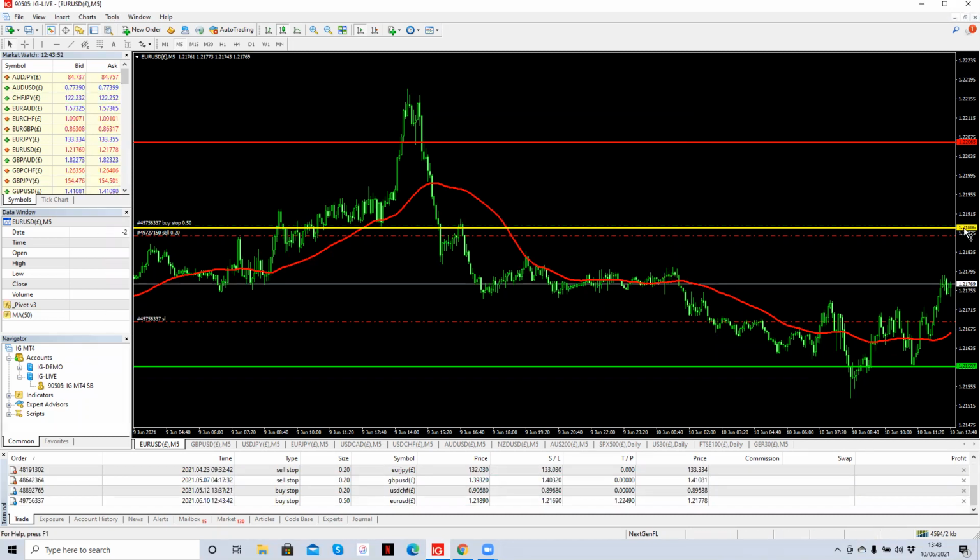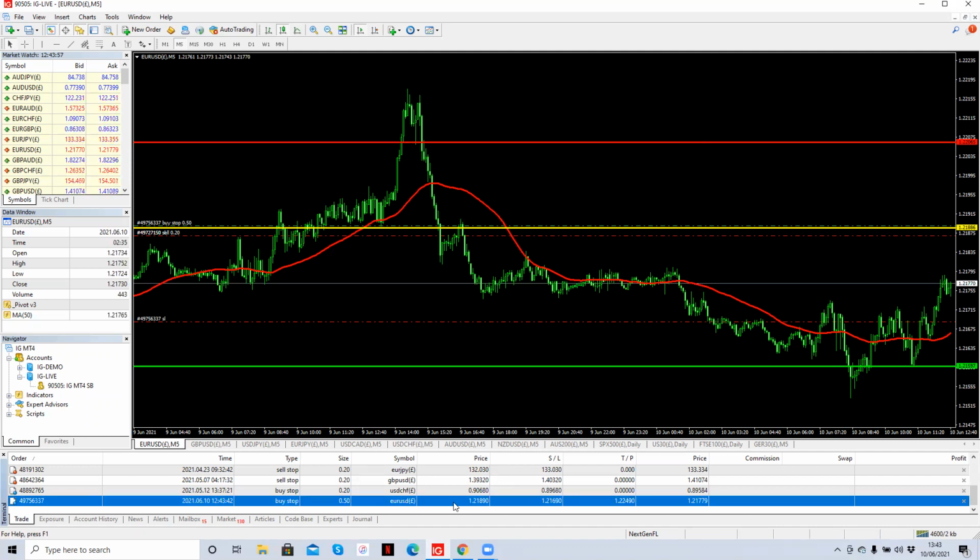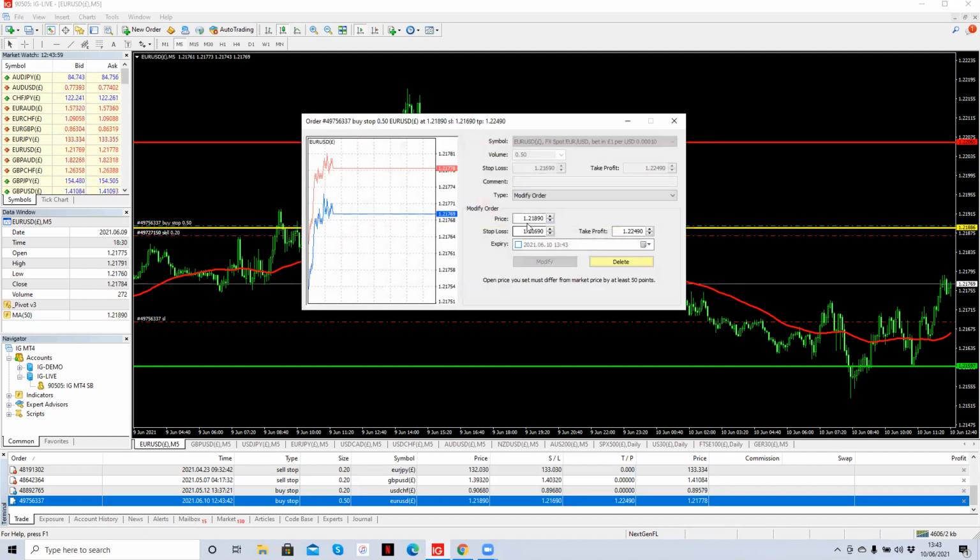Sorry, I made a mistake. It's 2189 plus 2, so that's 1.2192, sorry, 2192. So stop loss is 2172, and the profit limit would be 2252.